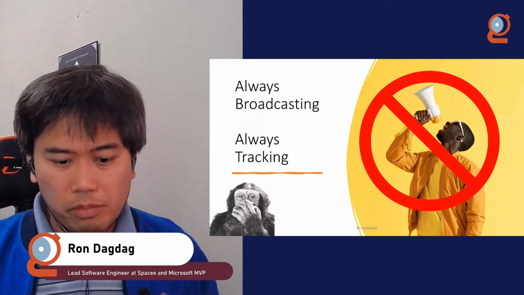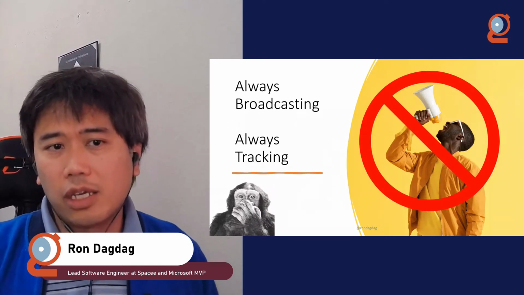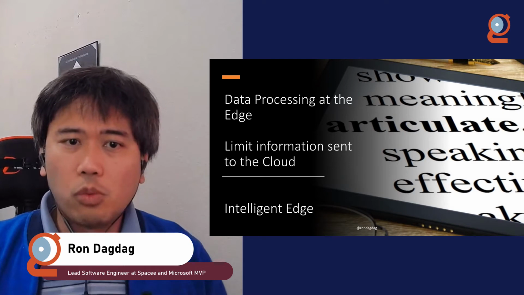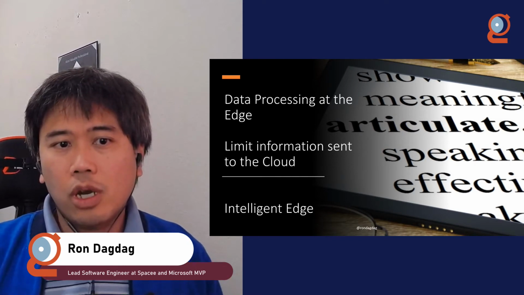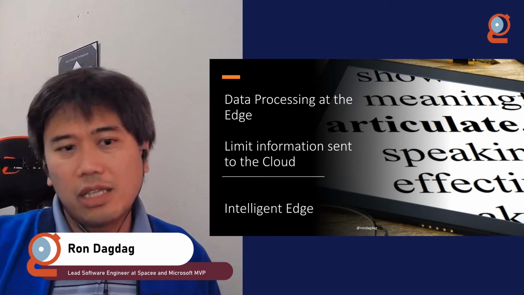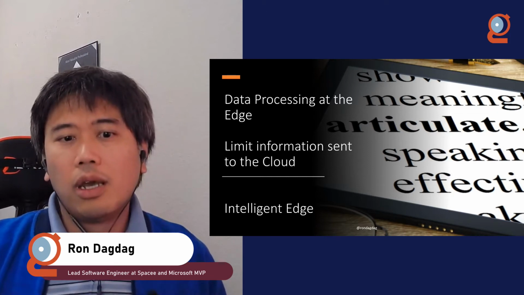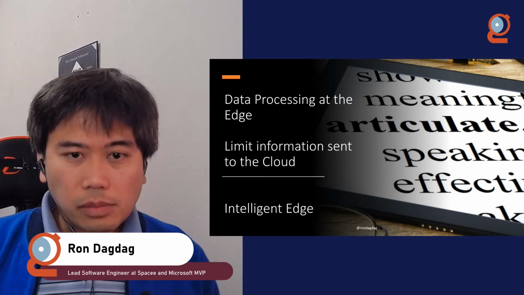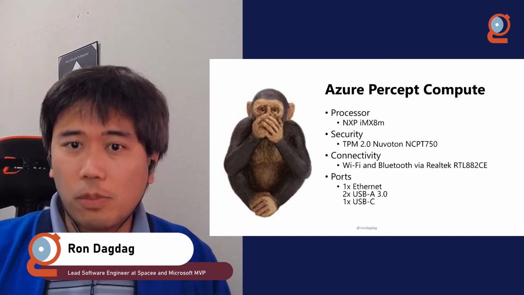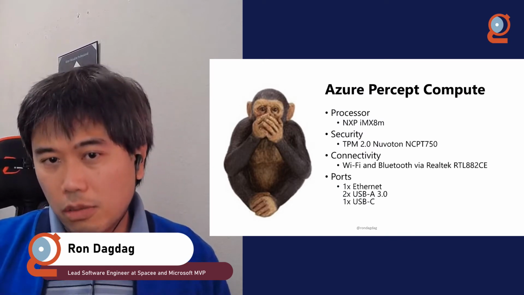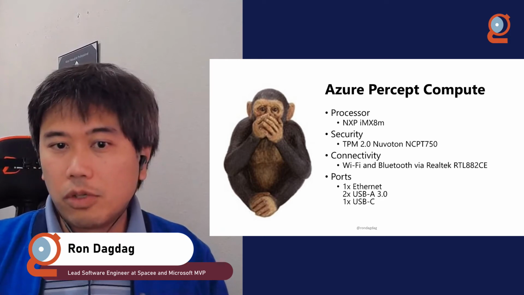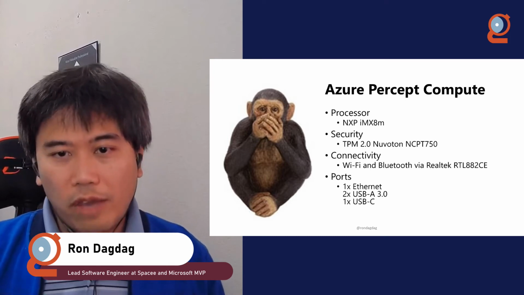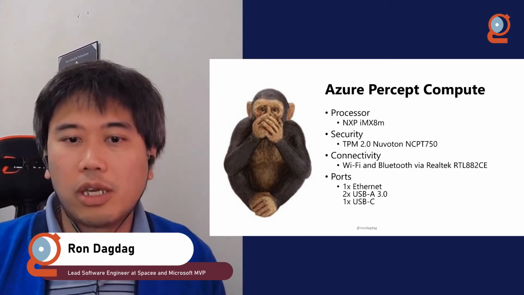And of course, devices should not be always tracking and always broadcasting, and we want to limit that. As much as possible, we want some data processing at the edge so that it could limit what is being sent to the cloud and have a way for us to have an intelligent edge. And that's where you have these compute that is available that have great processors that are good enough to process your AI workloads. And of course, connectivity where you can do Wi-Fi, Bluetooth, and the correct security involved in.